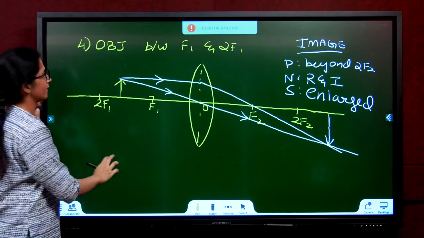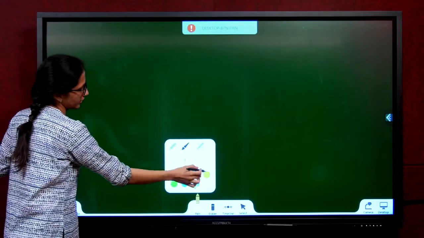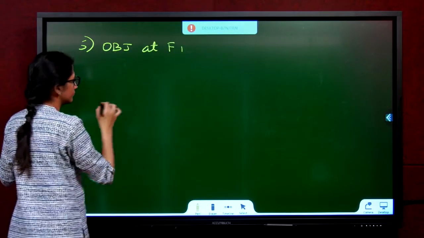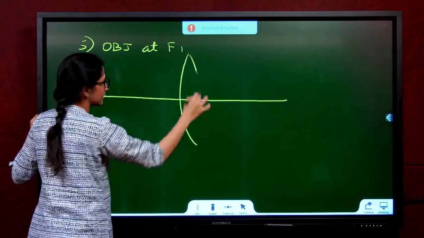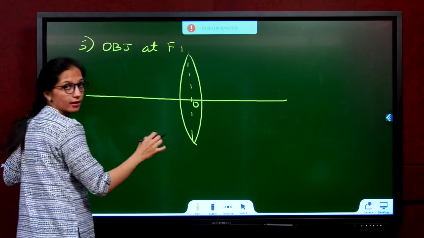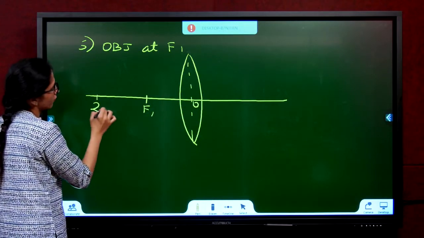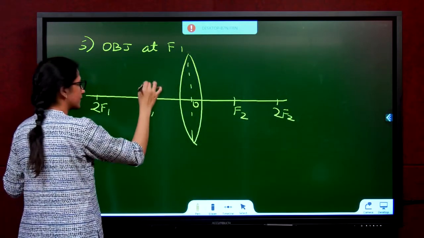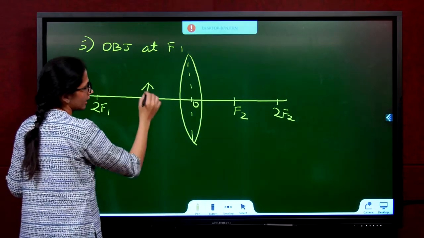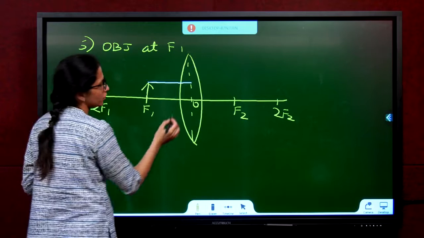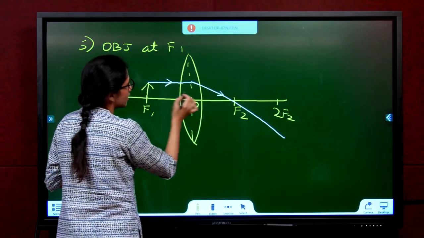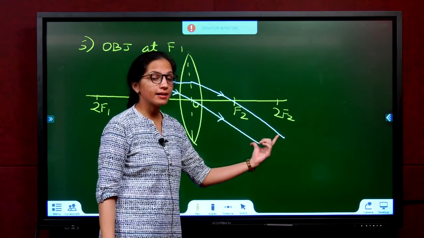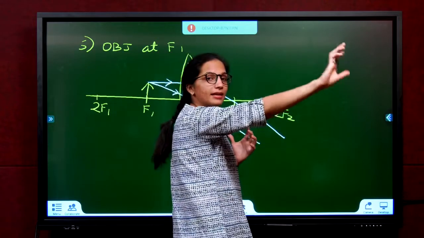Next case we'll do at f1. Let's move to the third case. Object at f1. Draw the convex lens. Mark the optic center. Mark f1, 2f1, f2, 2f2. Object is at f1. A ray going parallel to the principal axis, after refraction, passes through the focus. A ray going through the optic center goes undeviated. You will see these two lines are parallel. Parallel means what? They meet at infinity.